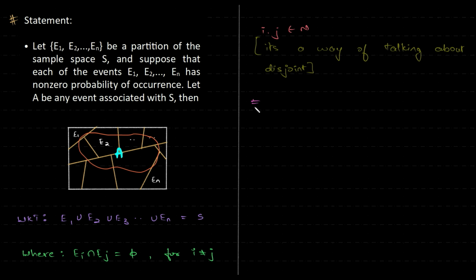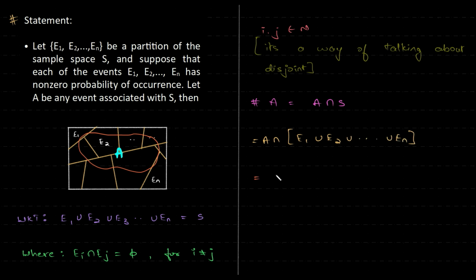Okay, next, let's talk about A. A is part of S, is it not? So if I take the intersect between A and S, I'll get A. Now, but S itself is a huge thing. That is, it is made up of E1, E2 till En.